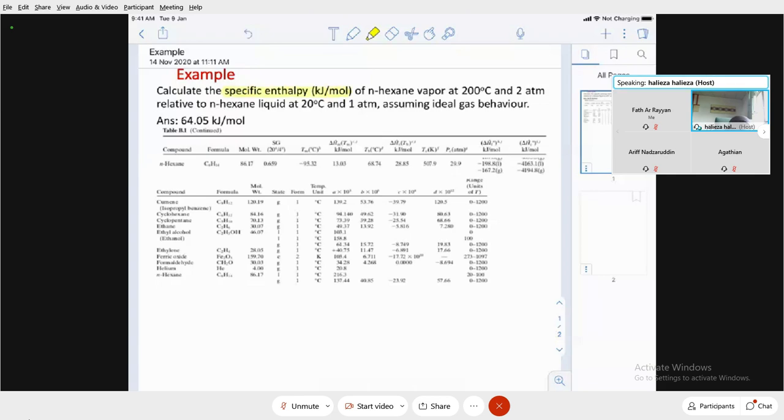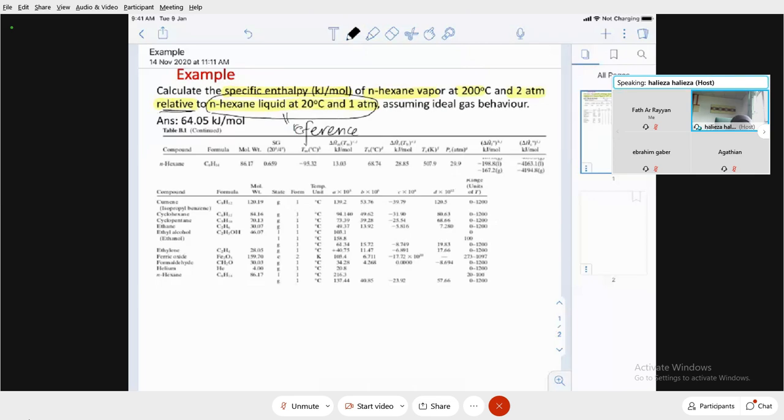The unit is kilojoules. You're looking at n-hexane vapor at 200 degrees C and 2 atm, but relative to what? What does relative mean? That means you are using the specific enthalpy relative to liquid hexane at 20 degrees C and 1 atm. This is my reference state. Which one is your reference state? The liquid hexane at 20 degrees C. Okay, so your reference state is going to be this. Why? Because it's relative to. So that is going to be your reference state. Let me rewrite that.